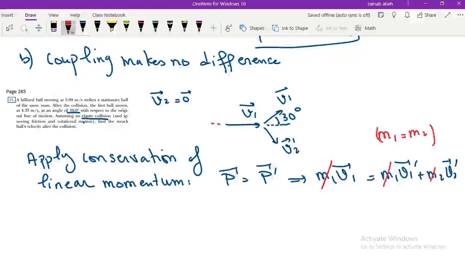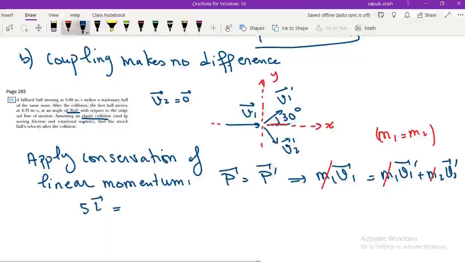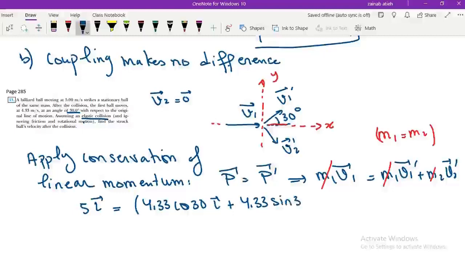I will take x-axis like this with motion. This is x-axis. I will take y-axis perpendicular to x-axis to write them as vectors. And my V1 has a magnitude of 5. So V1 is 5i. Equals. The V1 prime had a magnitude of 4.33. So I will write V1 prime as 4.33 cosine 30 i plus 4.33 sine 30 j. This is how I wrote the vector V1 prime.